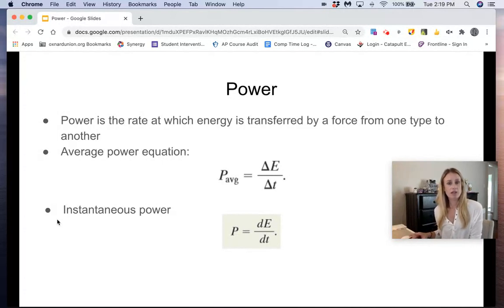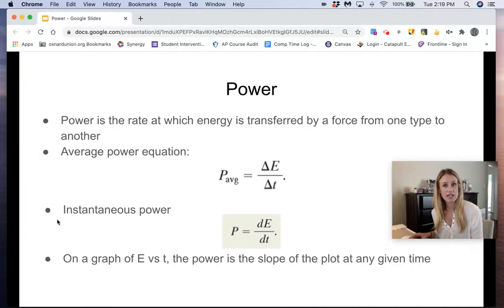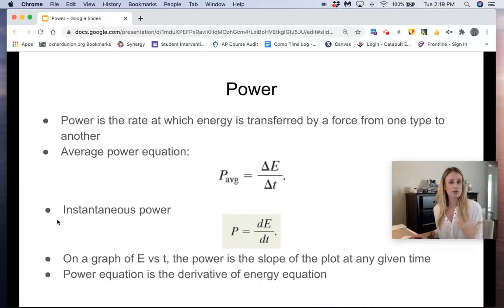So just like I was talking about with a graph of work as it changes with time, if we have a graph of energy as it changes with time, the power will be the slope of that plot at any given time. And then of course, the power equation will be the derivative of the energy function as it changes with time.